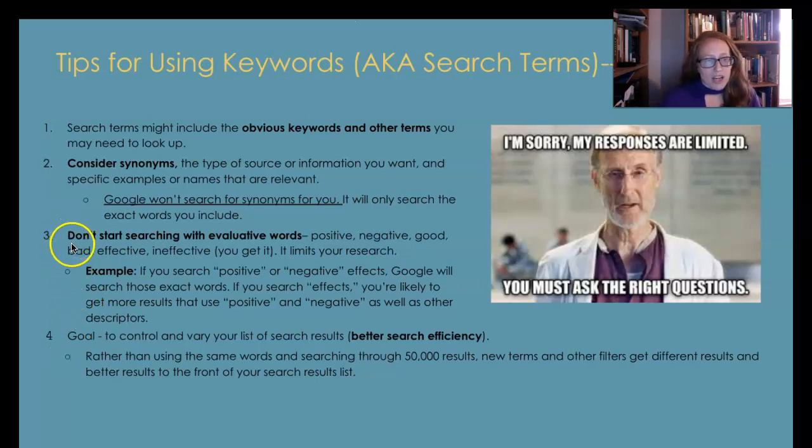I'll give you a reminder later not to search evaluative terms like good, bad, effective, ineffective, because Google's going to search for that word. So if I'm talking about standardized testing and I say standardized testing negative results, it's going to look for the word negative. If I just say standardized testing learning, with nothing evaluative in there, it's going to spit back good, bad, ugly, and I'm more apt to get a range of perspectives instead of just searching for that word.